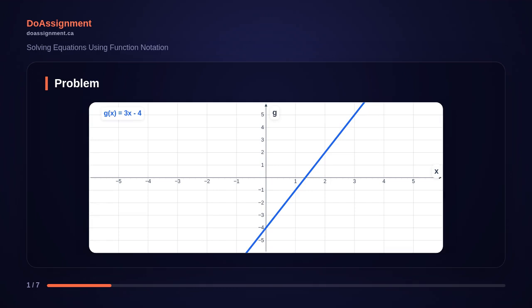Let g of x equal 3x minus 4. For what value of x does g of x equal 11? Verify your solution and describe the corresponding point on the graph of g. Now let's work through the solution step by step.